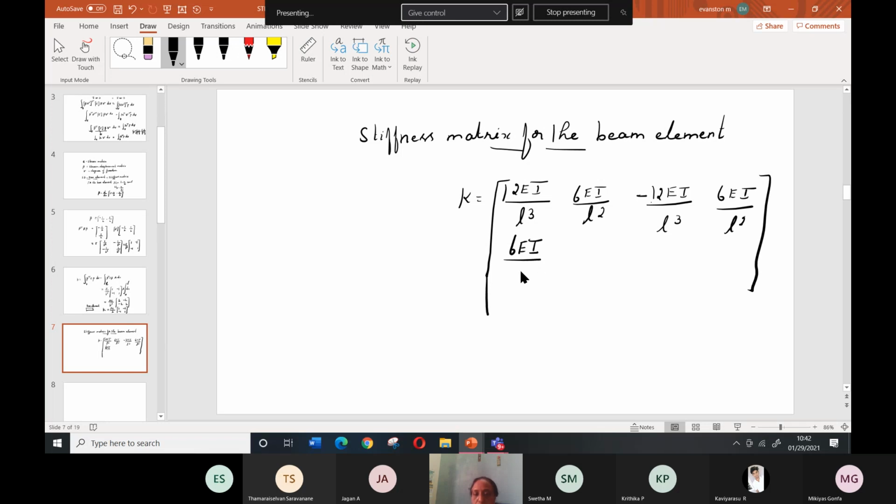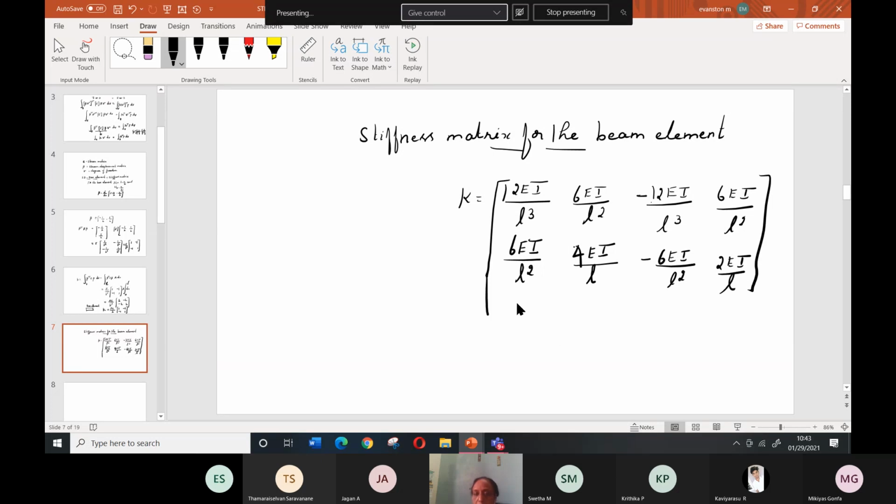Jagan, 6EA by L square. Then, Jagan, can you read it? What's the value? Hello? Yes, ma'am. Somebody read it. 4EA by L. And this is 6EI, minus 6EI, minus 6EA by L square. Then 2EA by L.